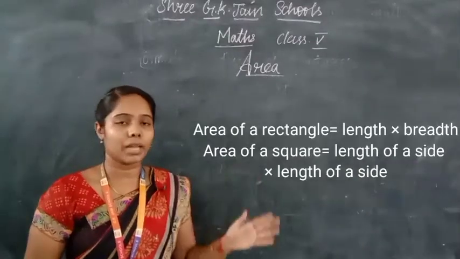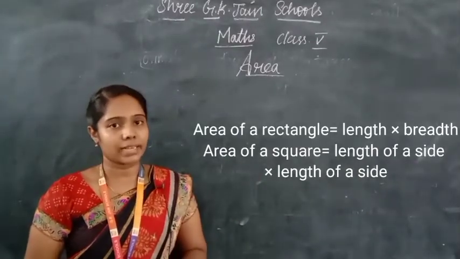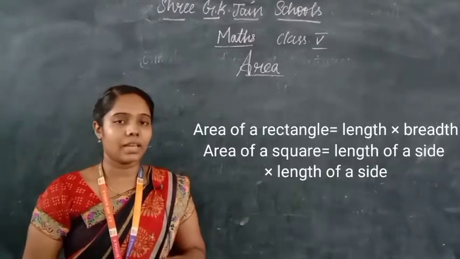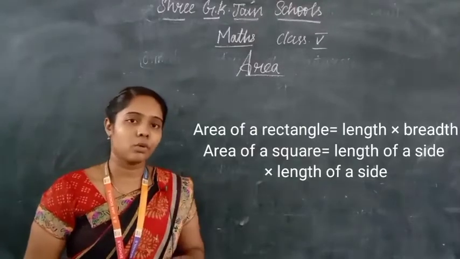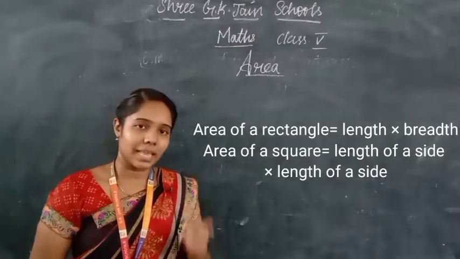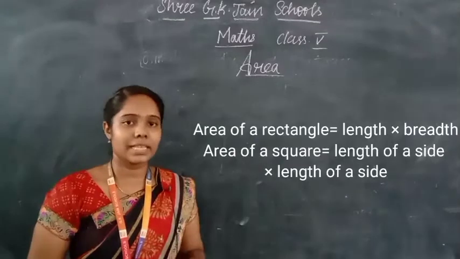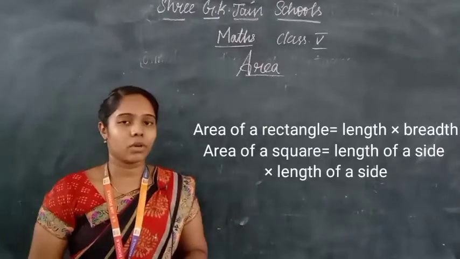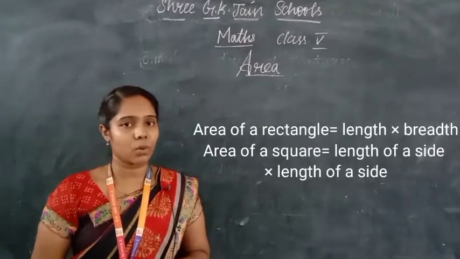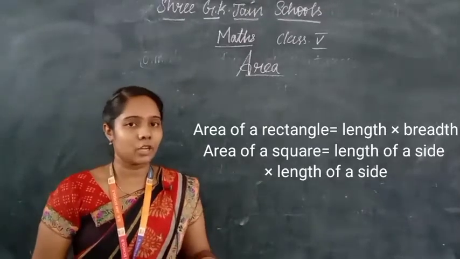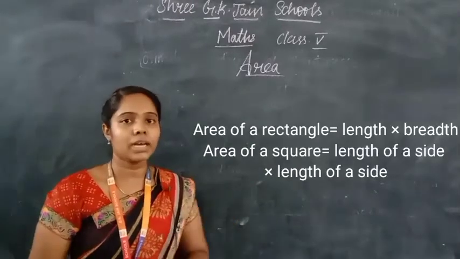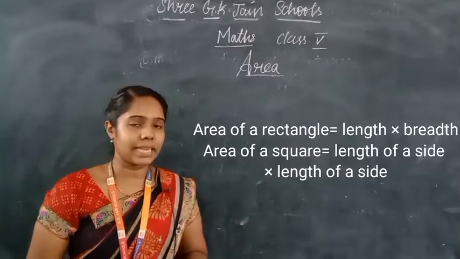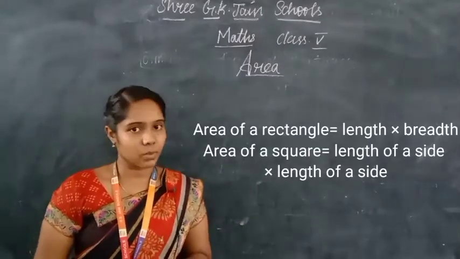So what is the formula for area of a rectangle? Area of a rectangle is equal to length into breadth. A rectangle will have a length and breadth. What you have to do is just substitute the value, what is the length value, what is the breadth value, and you will easily find the area of any rectangle shape. And for area of a square, what is the formula we have found out? Length of a side into length of a side, right? If you know the length of a side of a square, you can use the formula easily to find the area of a square, right, children?